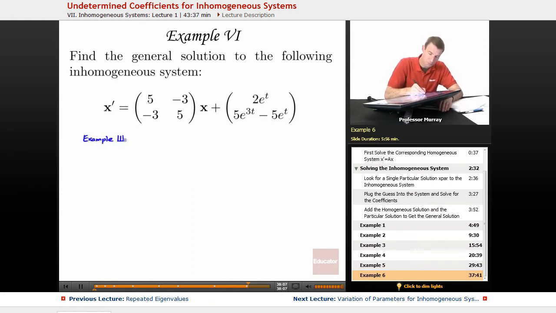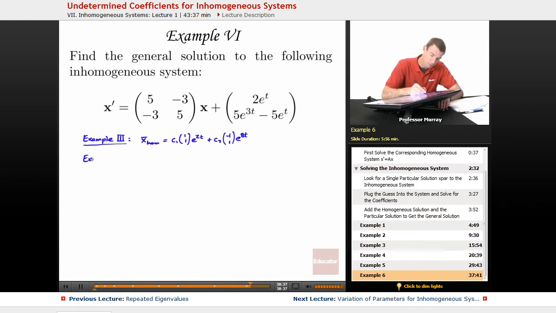In example 3, we solved the homogeneous system, which means we completely ignored all the inhomogeneous terms, all those e to the t terms, and we got x homogeneous equals c1 times 1 times e to the 2t plus c2 times negative 1 times e to the 8t. So that was in example 3. You can go back and watch example 3 to see where that came from.